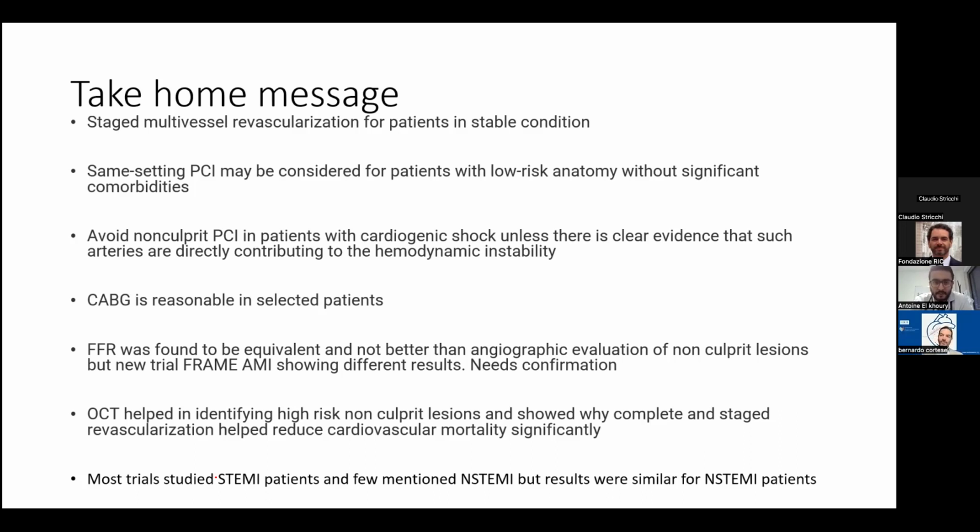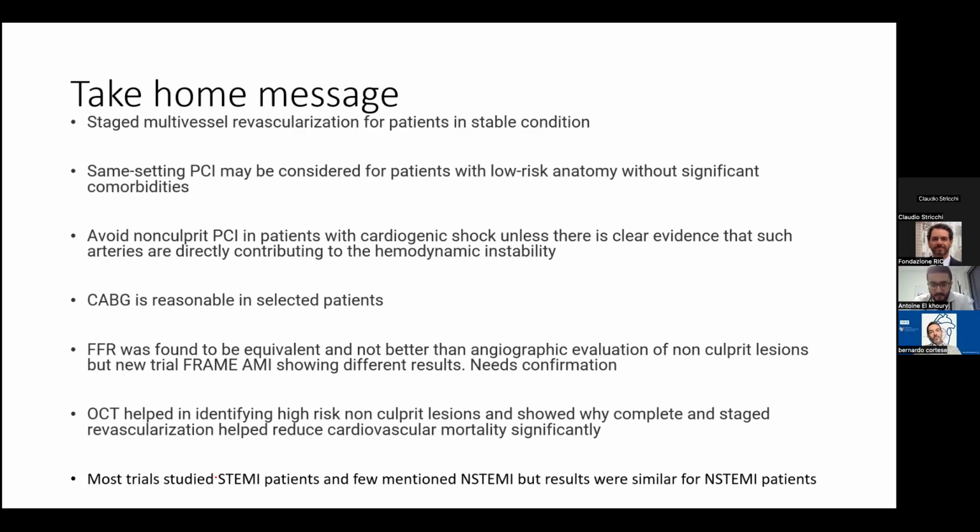Yes, for sure it needs different equipment. It's a special equipment to do the FFR. Usually we do it when we have an intermediate lesion and we don't know exactly visually if this lesion is significant or not. So we can do FFR.